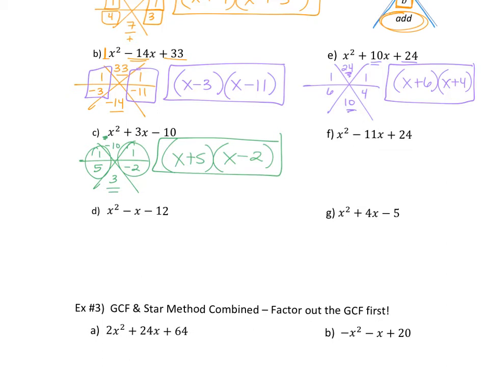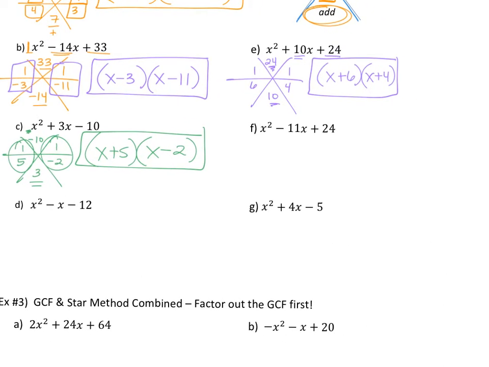All right, jump over here. Letter F. If I set up my star, I'm saying, what can I multiply to get 24 that I can add to get negative 11? Again, these are going to be 1s because we don't have an A term out in front yet. So multiplying to get a positive 24, but adding to get a negative 11. So if I do a negative 8 and a negative 3, okay?